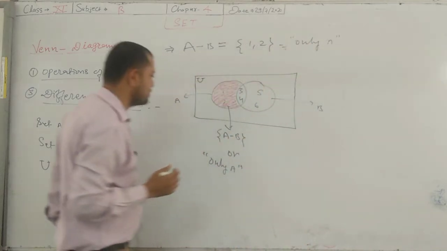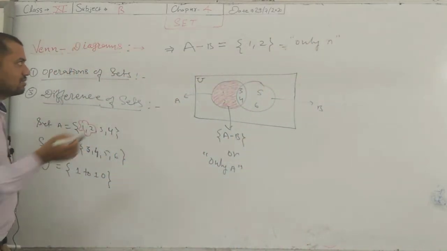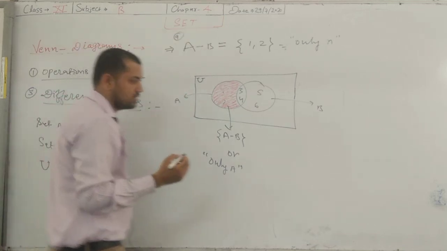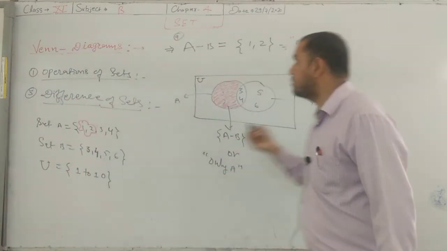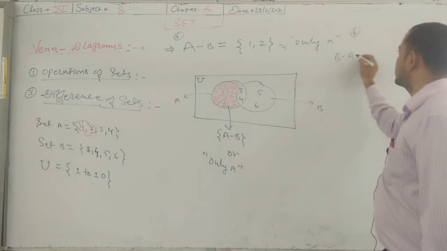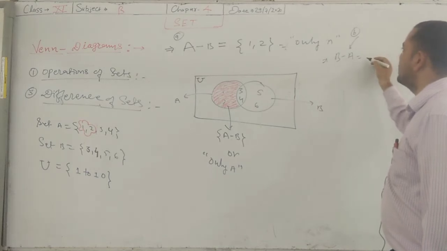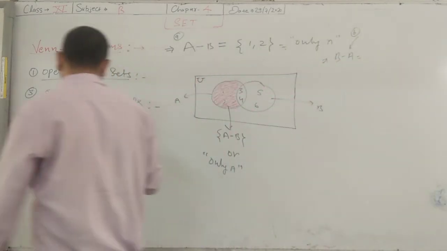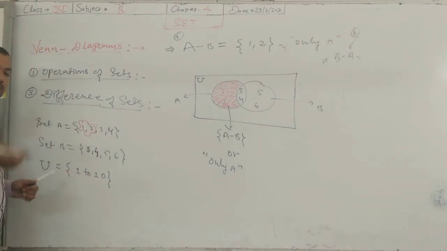Okay, what is the second difference? The second difference is B minus A. That is our first difference, A minus B, and the second difference is B minus A. How do we calculate B minus A? It has the same definition: the elements of set B which are not present in set A. The elements of set B which are not present in set A, that's called B minus A.